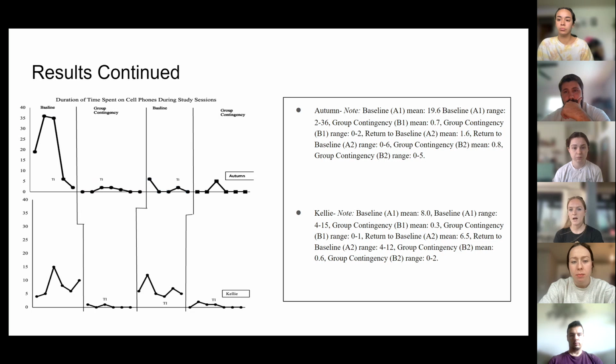So for participant Bottom, you will notice that in the baseline 1 phase, the mean for cell phone usage duration was 19.6, but then at the intervention 2 phase, the mean was only 0.8, with a range of 0 to 5 minutes, showing that the intervention did decrease cell phone usage. For participant Kelly, the first baseline mean was 8, and then in our last intervention phase, the intervention mean was 0.6.